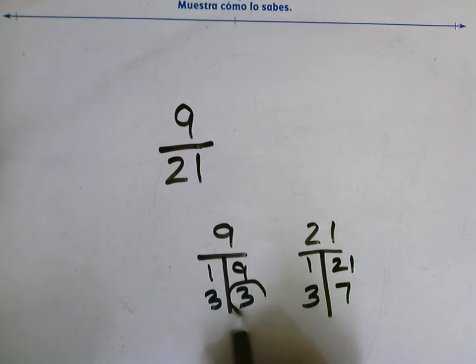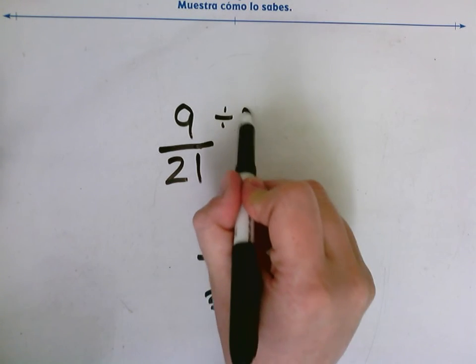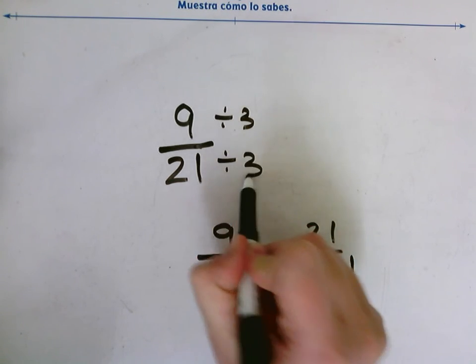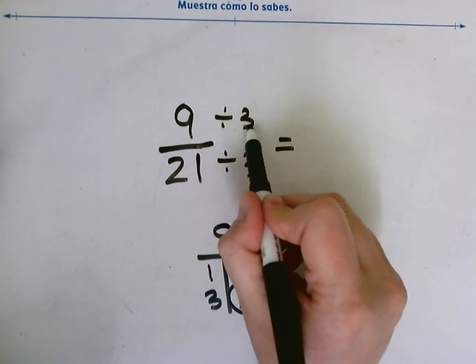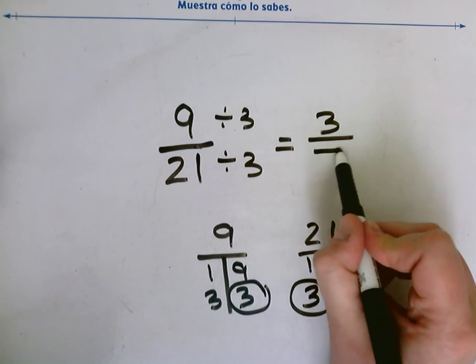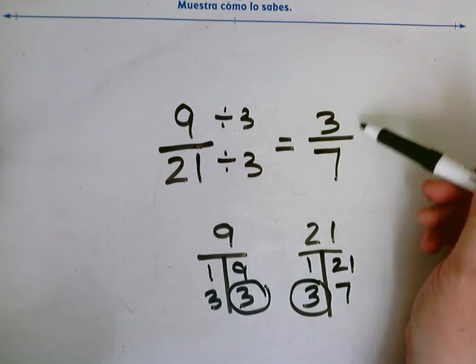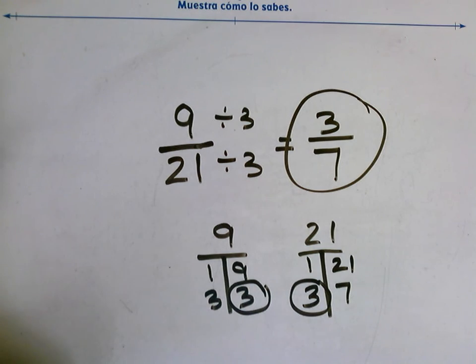So the greatest common factor that they have is 3. So let's divide both the numerator and the denominator by 3. 9 divided by 3 is 3. 21 divided by 3 is 7. So 9/21, an equivalent fraction is 3/7, and this is simplest form for 9/21.